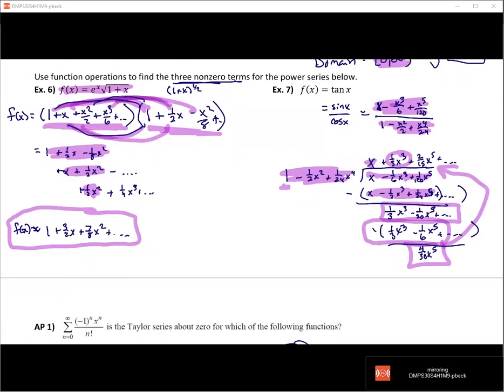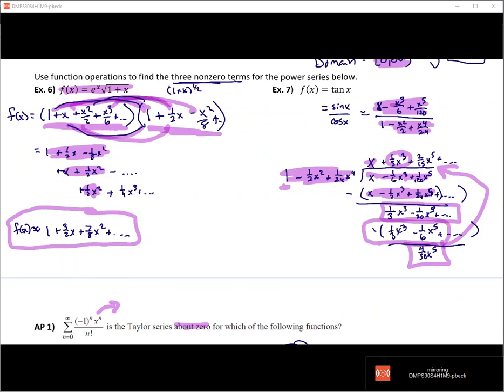So AP number 1, this AP style question says, this is the Taylor series for about 0, which means Maclaurin, for which of the following functions. Now, before I show you all the functions, you should be able to recognize what this one is. If you don't recognize it, that's fine. You could build the Taylor series, but I caution you, this is a non-calculator question, which means you have 2 minutes to do this non-calculator question. If you don't know the Taylor series, you'd have to build it.